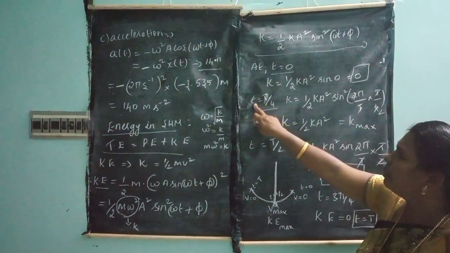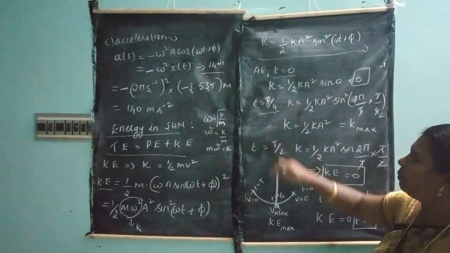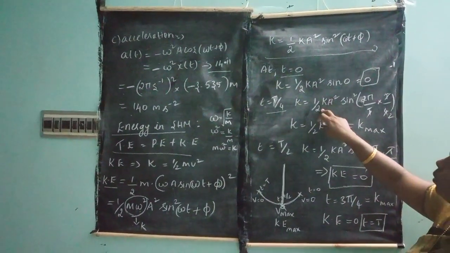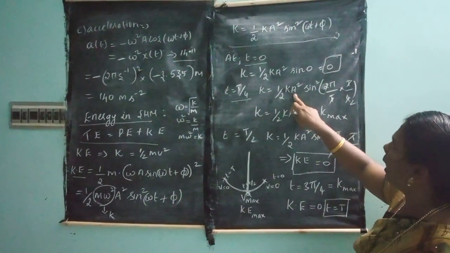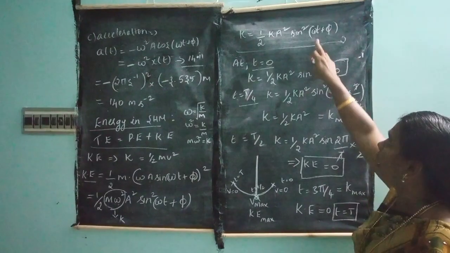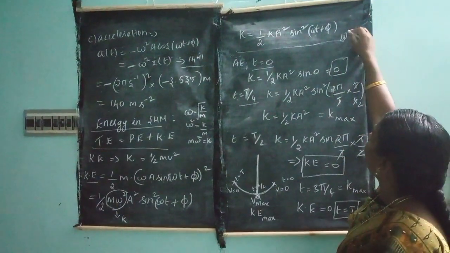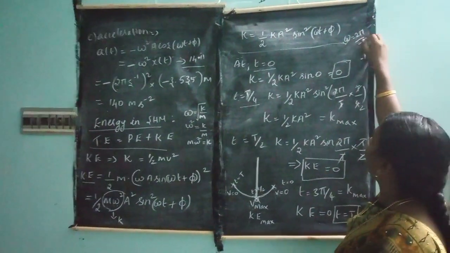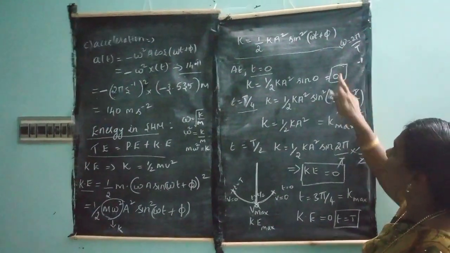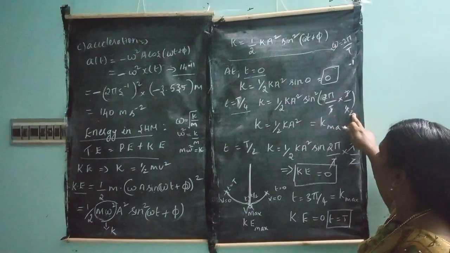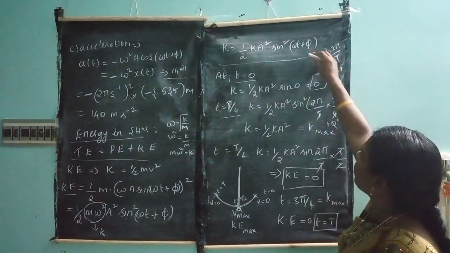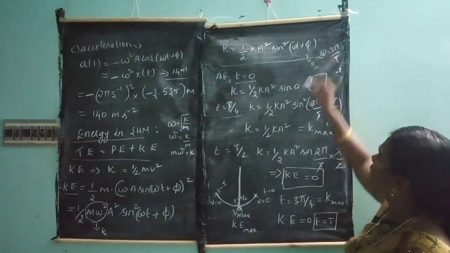Similarly, when time t is equal to T by 4, what is the value here? That is 1 by 2 k a square sin square. Instead of omega, you know that omega is equal to 2 pi divided by T. What is the omega formula? 2 pi divided by T, and what is the t here? They have given T by 4, plus pi. You are getting some phase angle. The initial phase angle can be taken as 0 for these positions.